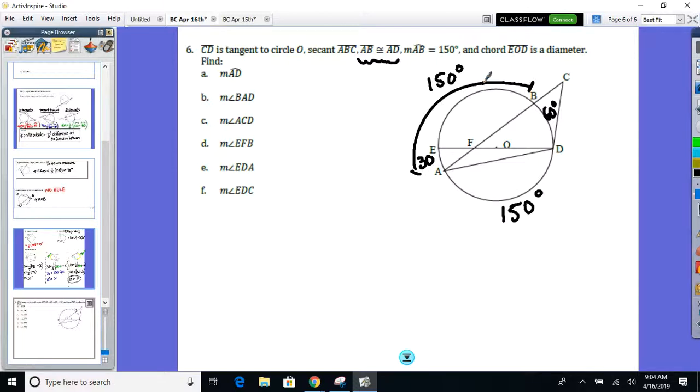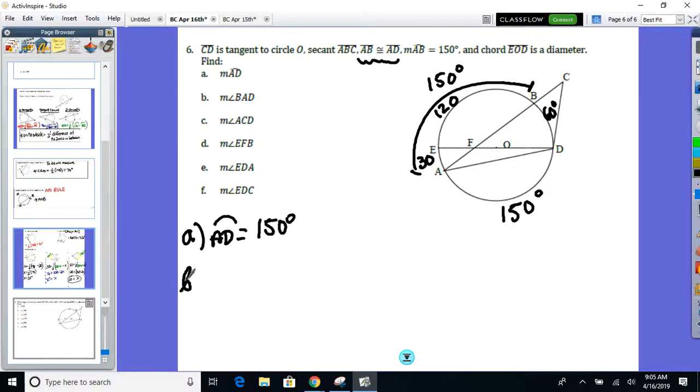EB. EB, 120. Because you had the 30 and the whole arc was 150, so the rest had to be 120. Am I satisfied here? Do I have every single little arc I need? Yeah, looks pretty good. All right, let's roll. AD, already found it. A to D, 150.